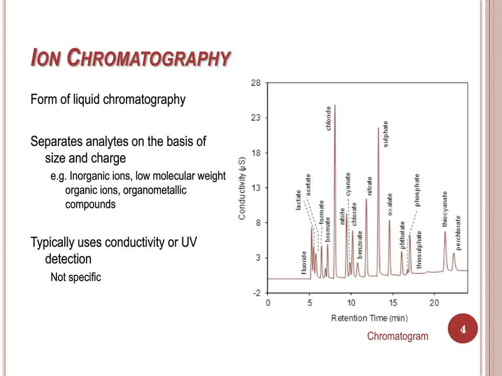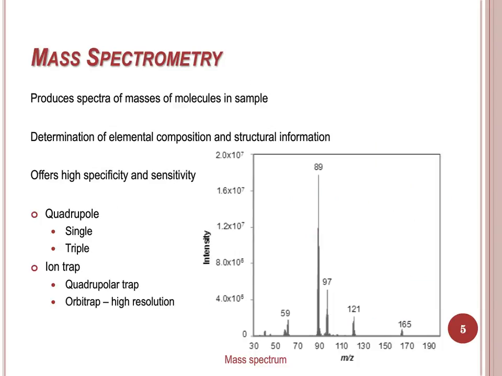MS produces spectra of the masses of the molecules in the sample, enabling you to gather elemental information and elucidate their structure, making it much more specific than other detectors. There are several types of mass spectrometer. The most commonly utilized for IC are quadrupoles, which can be single or triple, or alternatively ion traps, which can offer higher resolution. There are several interfaces employed to couple IC to mass spec.